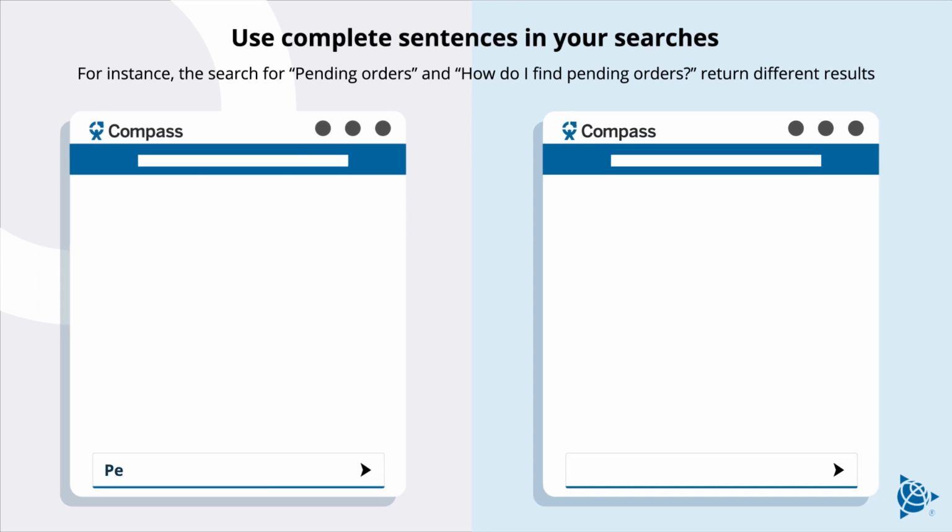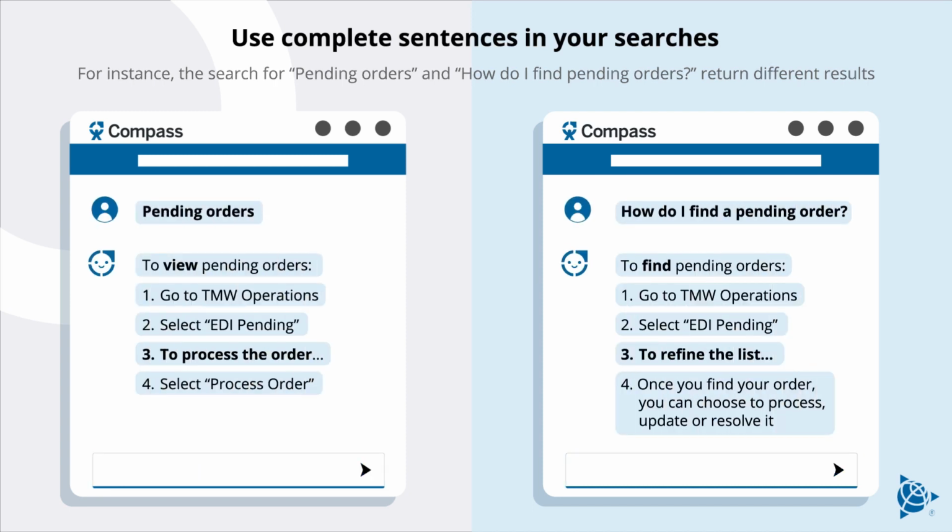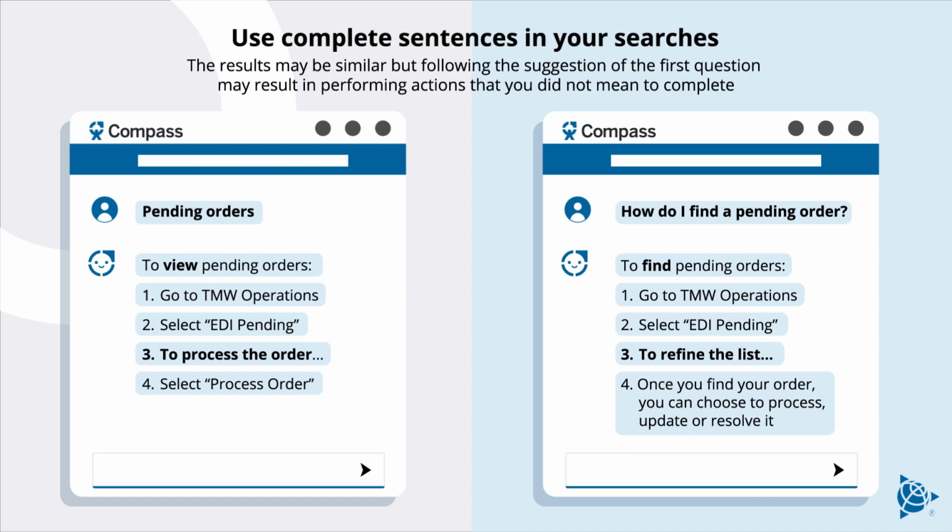Use complete sentences in your searches. For instance, the search for "pending orders" and "how do I find pending orders" return different results. The results may be similar, but following the suggestion of the first question may result in performing actions that you did not mean to complete.